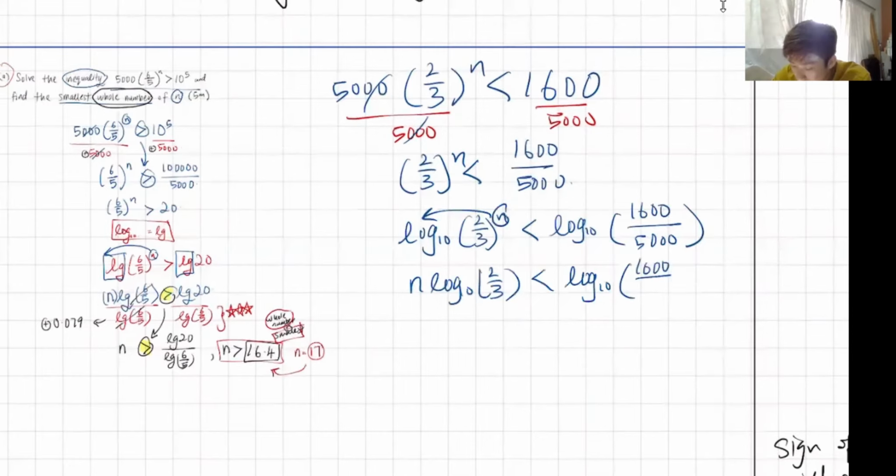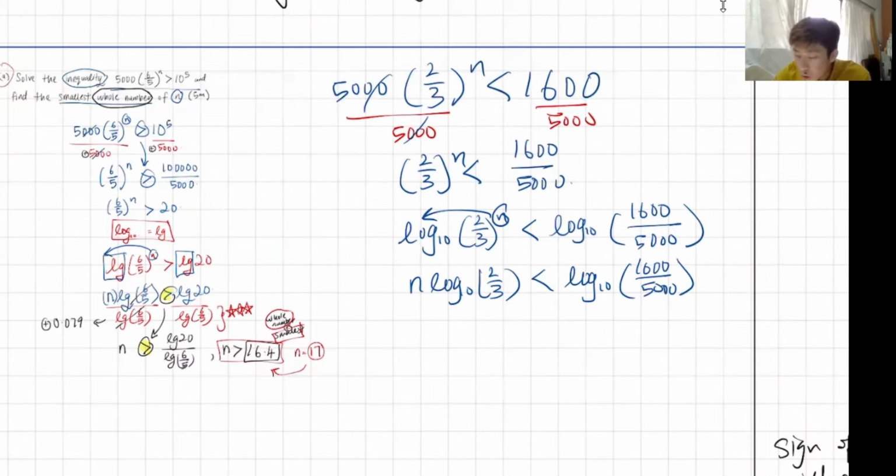log base 10, 1,600 over 5,000. You might want to ask me, sir, I learned law of logarithm, do we need to split this one into this one minus this one? Because we learn, if we have something division in the content of the log, we can change it to log base 10 of 1,600 minus log base 10 of 5,000. We can do that, but we don't have to. Why? Because our purpose is to use our calculator. We are solving it, not simplifying it. The question is not asking us to find the simplest form or anything.